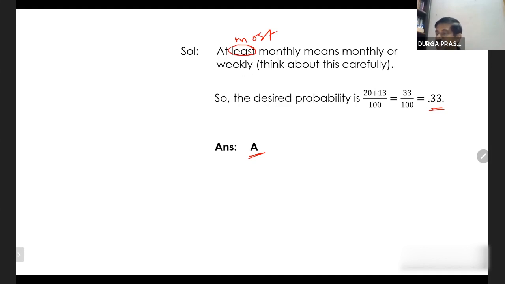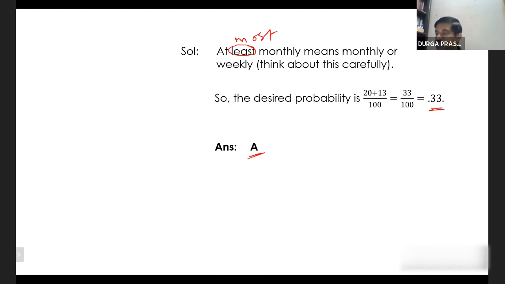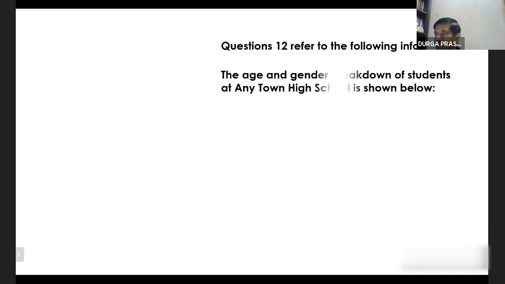Okay, so let us go to the next question. In this, there is one more thing that we should think about. Compulsorily donated is also important. If we say at most monthly, even zero donations, those who are not donating, will also come under that. So they have compulsorily donated, but at most monthly, like that. Okay, so let us go to the next question.